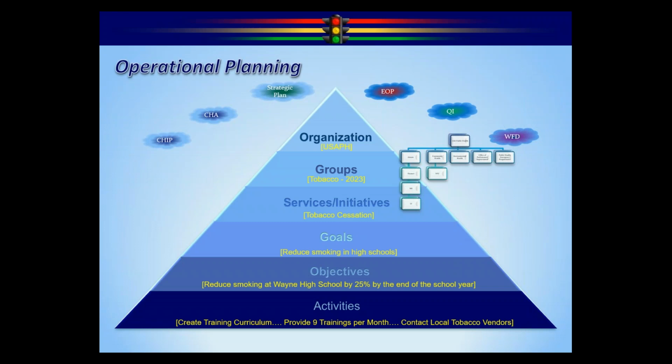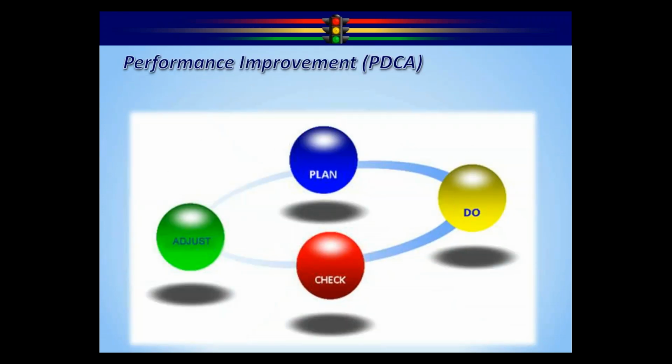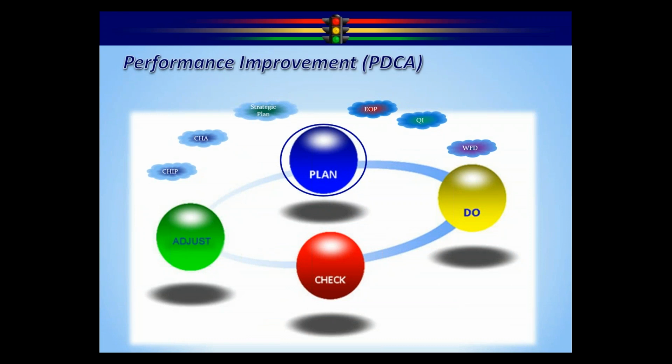So now we have the plan in place. Let's walk it through the PDCA cycle. So plan is done. Next thing, obviously, is we're going to go to the do phase. The do phase is execution. So in this particular case, what we're going to do is create the training content. We're going to take that training content and go to the schools and do 9 training sessions a month. And in parallel with that, we're going to go start talking to those tobacco vendors to make sure they're not selling to minors. This is where the real-time planning comes in.